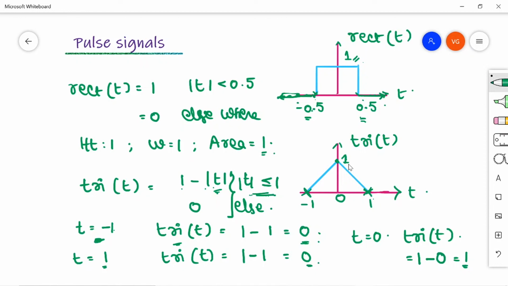Now if you observe, these two signals are exhibiting even symmetry. That means both the signals are symmetric around the y-axis. Right? So these two signals are even symmetry signals.